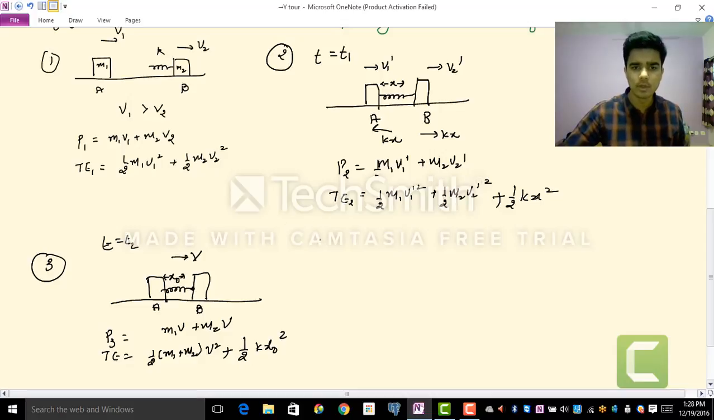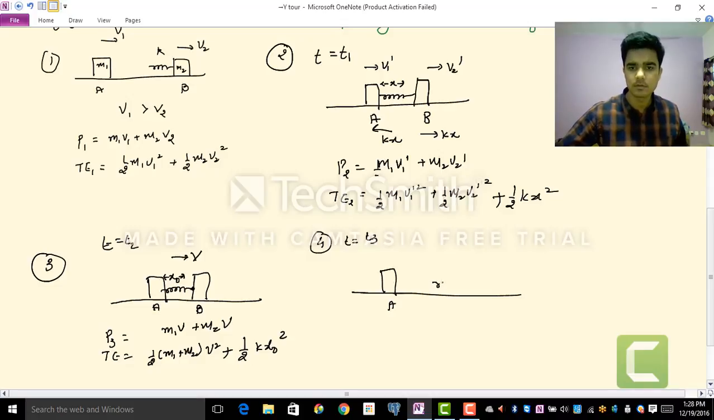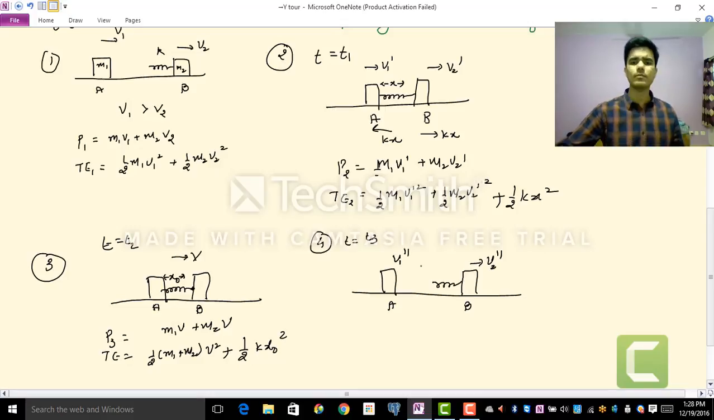Let's quickly go back to come to instant 4, which is t equals t3, and this is where I make the objects depart, like the love story ends. Let us say after the spring has decompressed, the objects acquire speeds v1 double dash and v2 double dash, right?